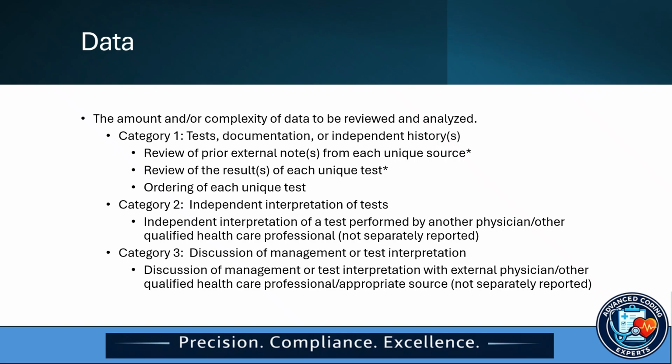Data. This column focuses on tests ordered, reviewed, independent interpretation of images, and/or discussion with another provider. You need to pay close attention to how to read this column. You can see there is category 1, category 2, and 3 with bullets under each that make up the category. We will go further in detail with this later on when we review the MDM table.